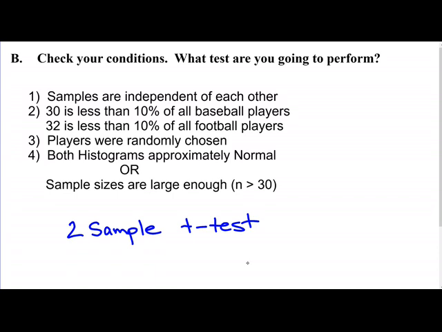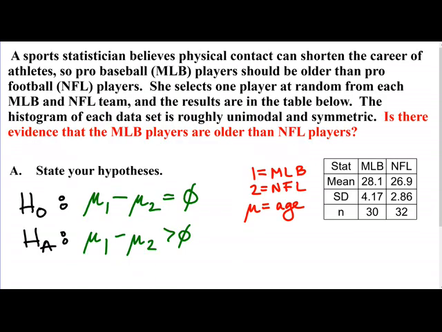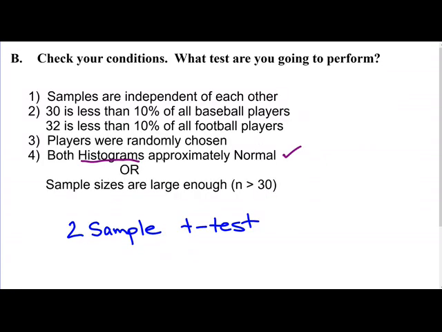As always, it would be nice to see the actual data and make a histogram. We didn't have that, but what's nice though is our sample sizes are kind of on the border here. One's at 30, one's at 32. But what does it say in the problem? Going back here, it says that it would be roughly unimodal and symmetric if we made a histogram. So therefore, you can say they would be approximately normal because that's what symmetric and unimodal looks like. And our test, we call it a two-sample t-test because we're comparing one sample versus another sample.